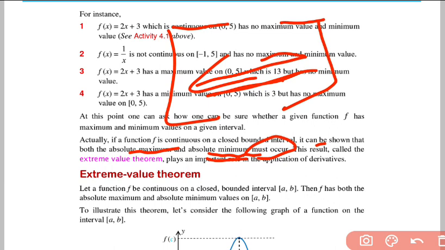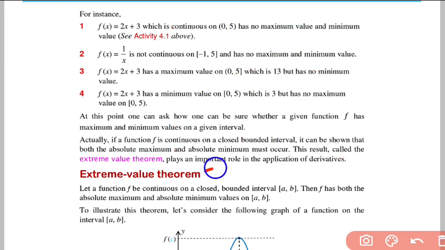Both the maximum and minimum must occur at the closed interval. This result is what we call the extreme value theorem, which plays an important role in applications of derivatives.